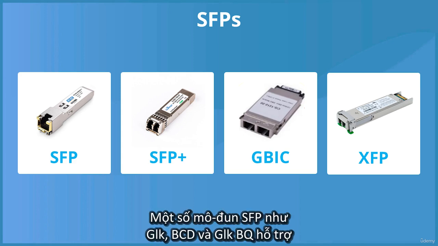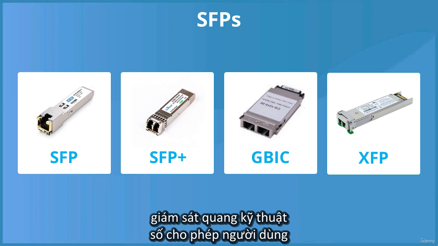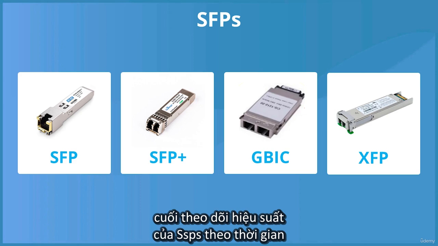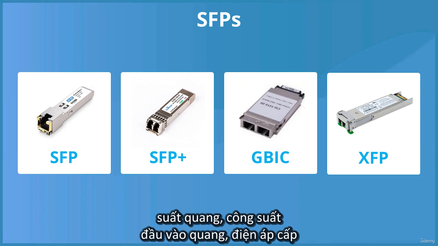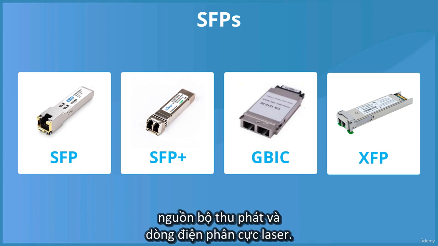Some SFP modules, such as GLC-BXD and GLC-BXU, support digital optical monitoring, which lets end users monitor the performance of SFPs in real time, tracking metrics such as temperature, optical output power, optical input power, transceiver supply voltage, and laser bias current.